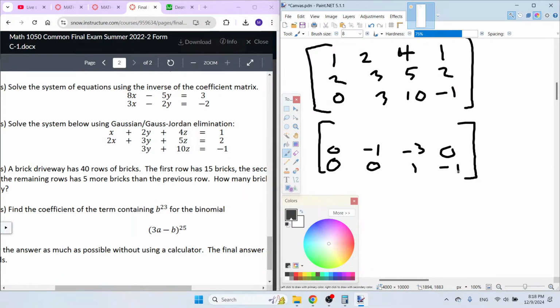I'm now going to take -4 times the bottom row and add it to the top. These two don't change because the bottom row has 2 leading zeros. -4 times 1 plus 4 is 0. -4 times -1 is +4 plus 1 is 5.